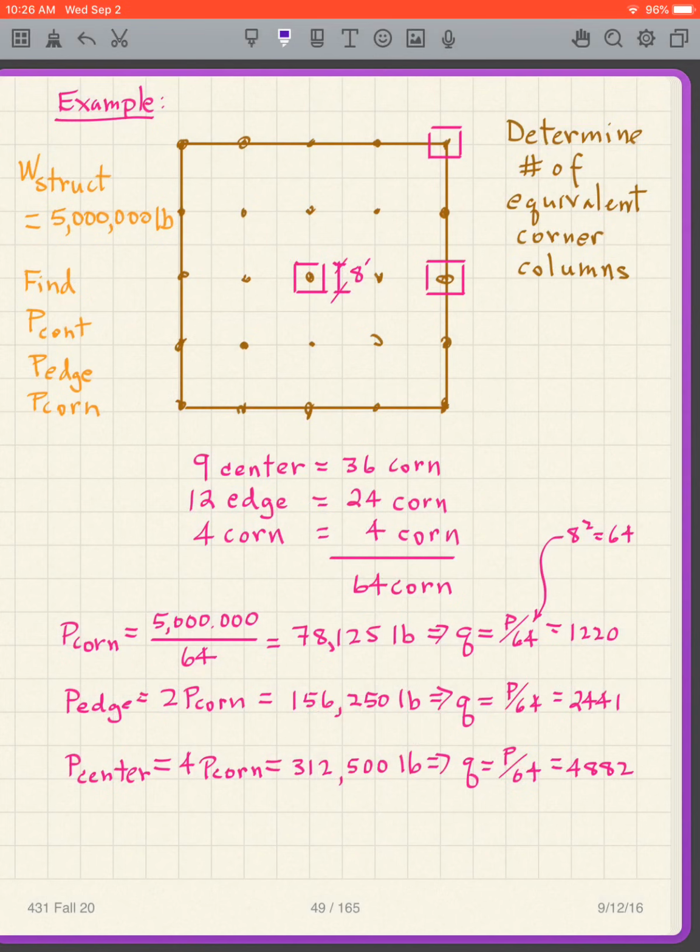All right, with this example here, we've done part of it already. Determine the equivalent number of corner columns. We've done that. Previously we came up with this being 64 corner columns, and the weight of our structure is 5 million pounds, so that we get a corner load of 5 million divided by 64, so 78,000 pounds, and then the edge is going to be twice the corner for 156,000. And the center is 4 times the corner, gives us 312,000.